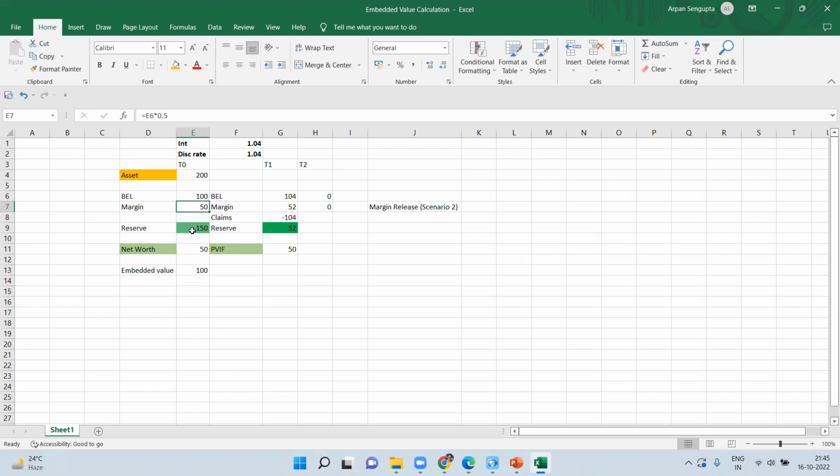So this would be your reserve. This is your prudent reserve. So 100 plus 50. So the best estimate liability is 100, margin is 50, and this is your prudent reserve. In this case, you have assumed that the investment income is 1.04 and the discount rate is 1.04. So obviously this assumption will hold in any scenario.